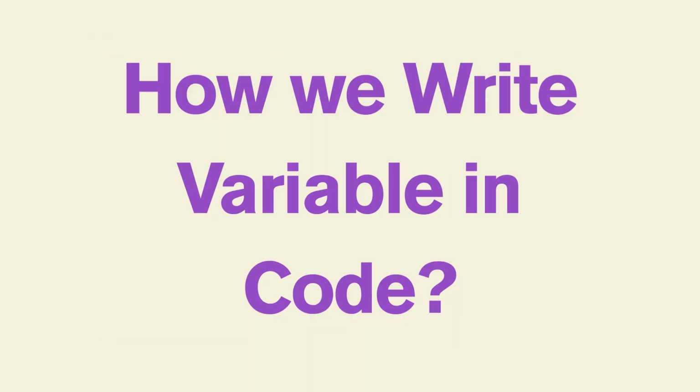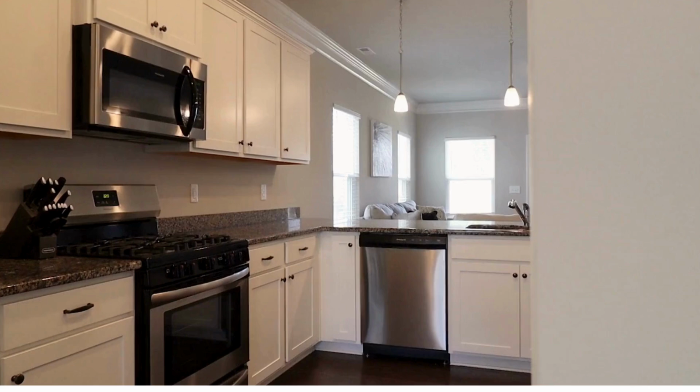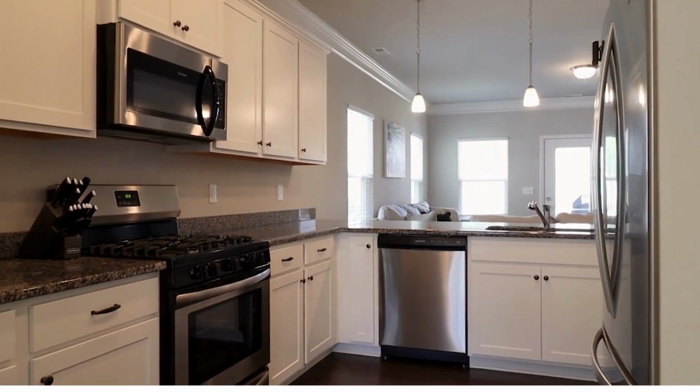Now let's talk about how we write a variable in code. The basic syntax, or structure, goes like this. Type, variable name, equals, value. And in code, we write it like this. Type, variable name, equals, value. That's the foundation. I'll explain each part step by step, starting with types.